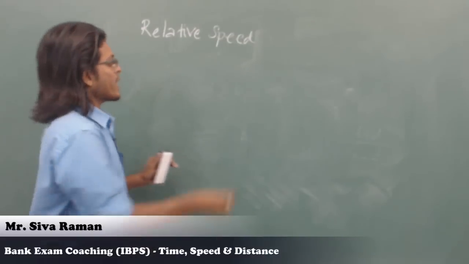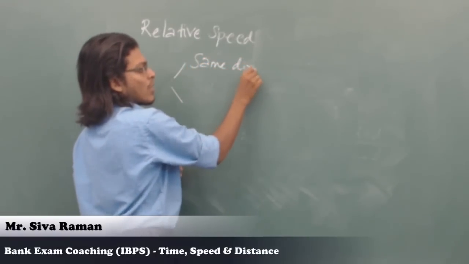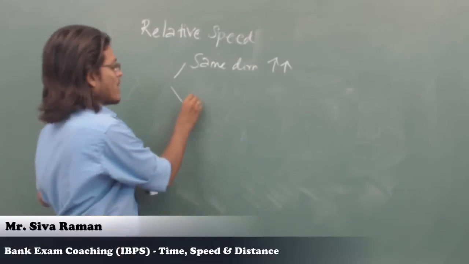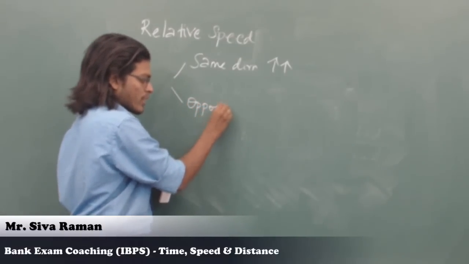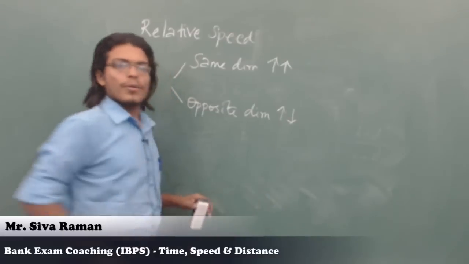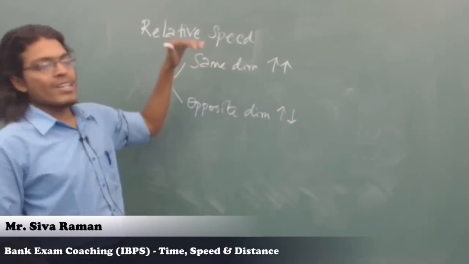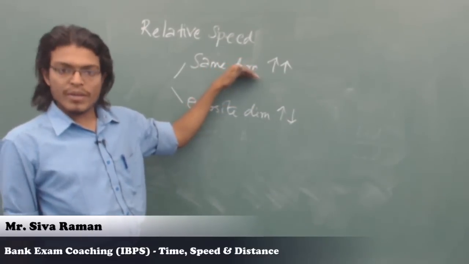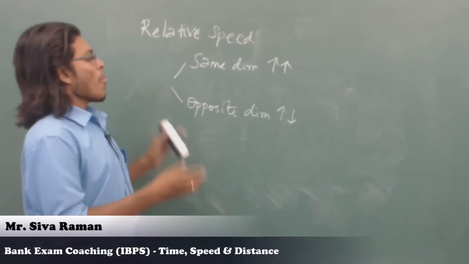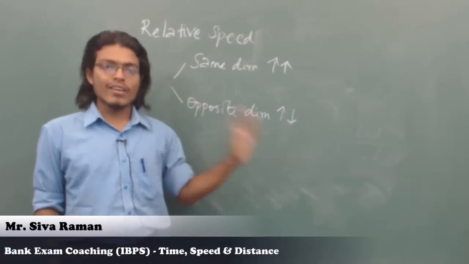So you have two possibilities. One is same direction: two moving objects moving in the same direction, and two moving objects moving in the opposite direction. Now we will find out what the relative speed is if two objects move in the same direction, and what the relative speed is if two objects move in the opposite direction. We have all experienced relative speed in our day-to-day life.